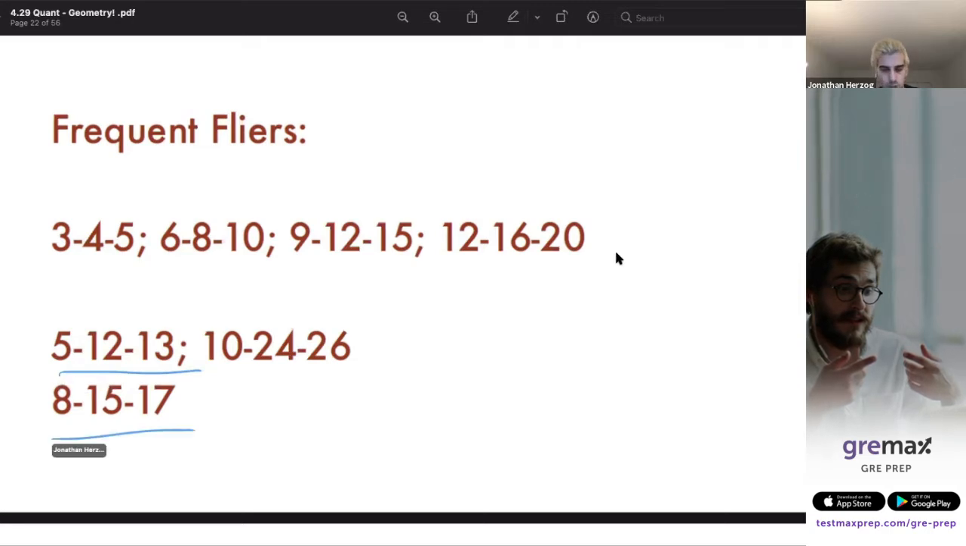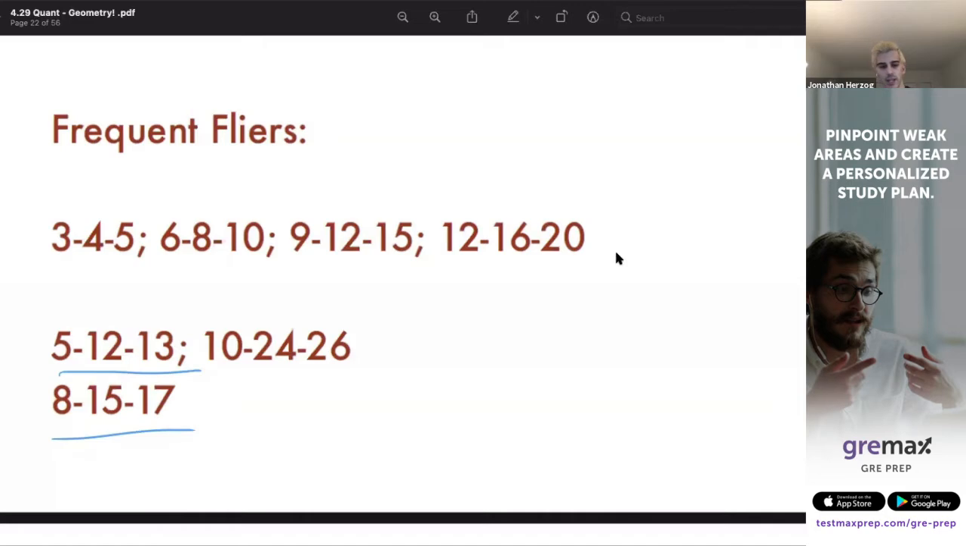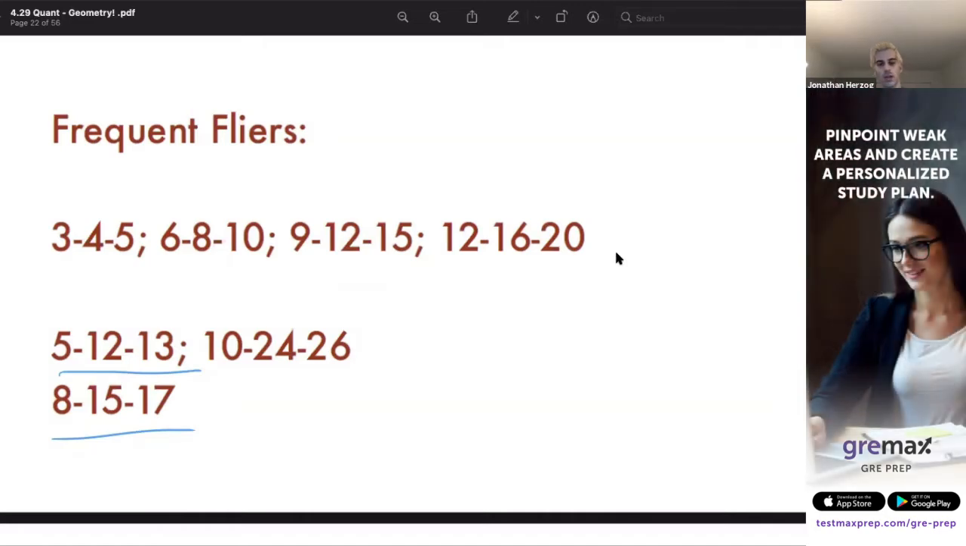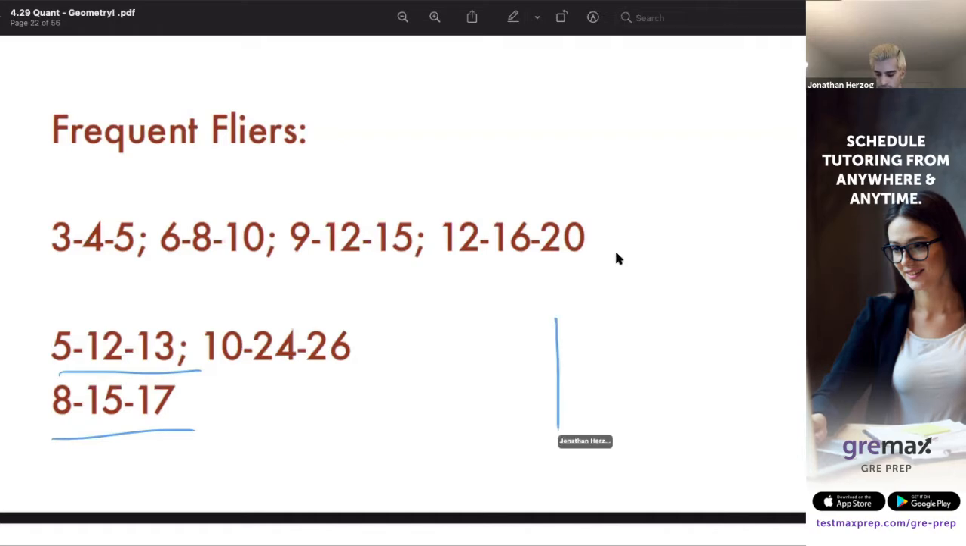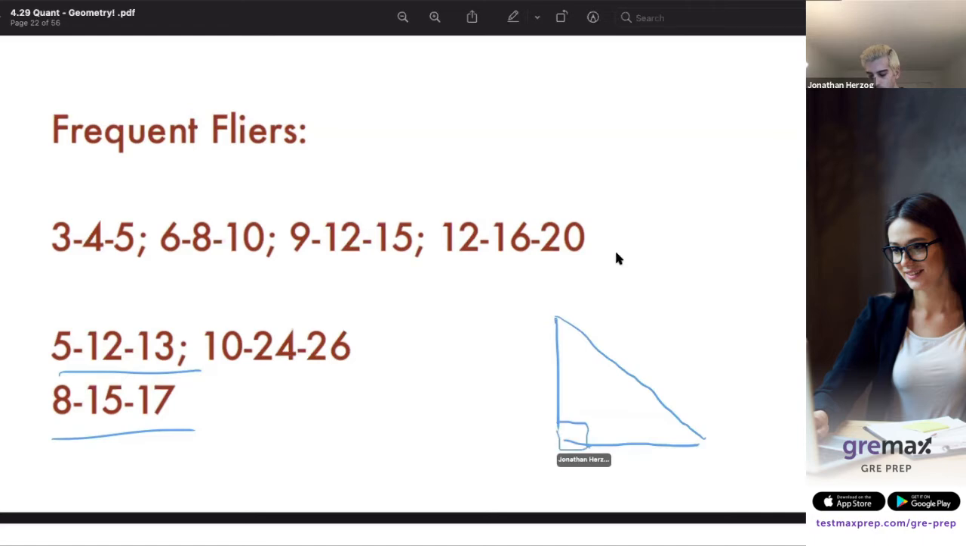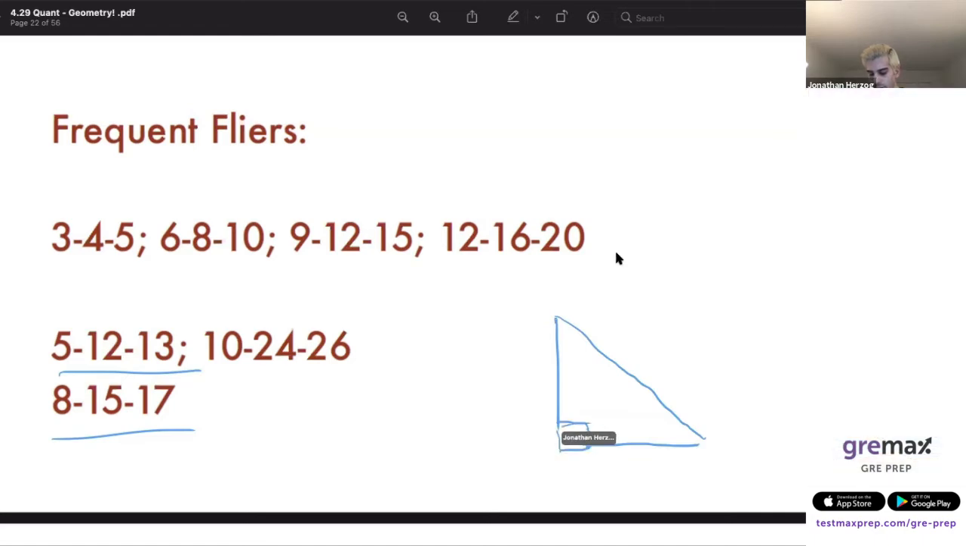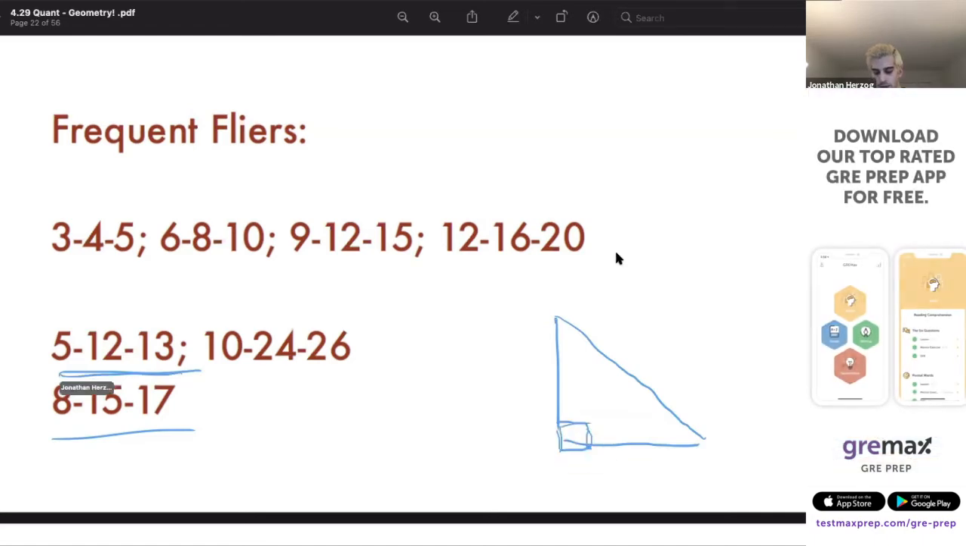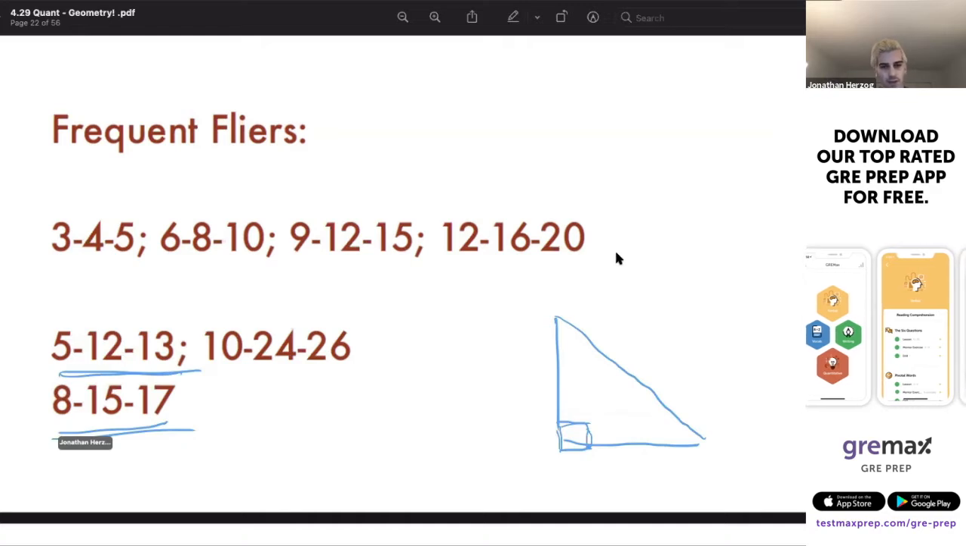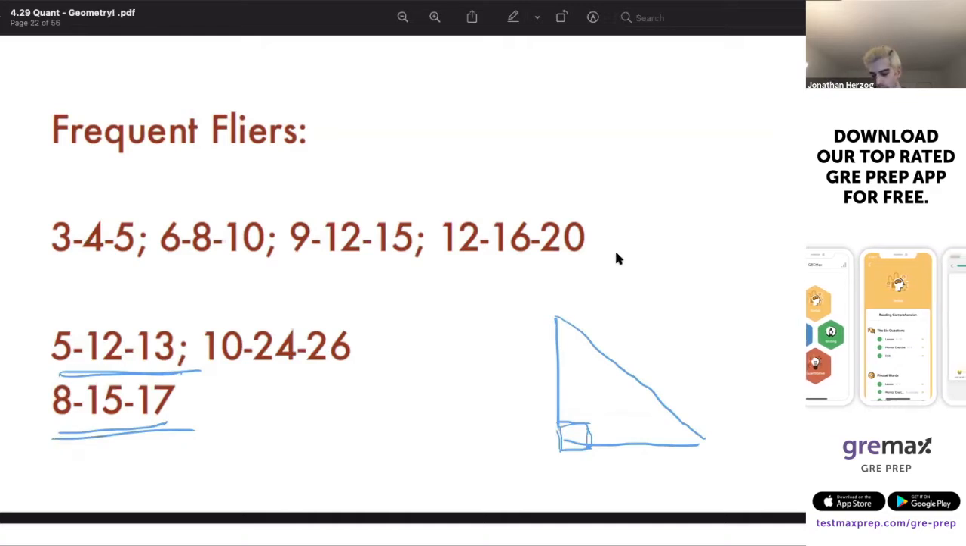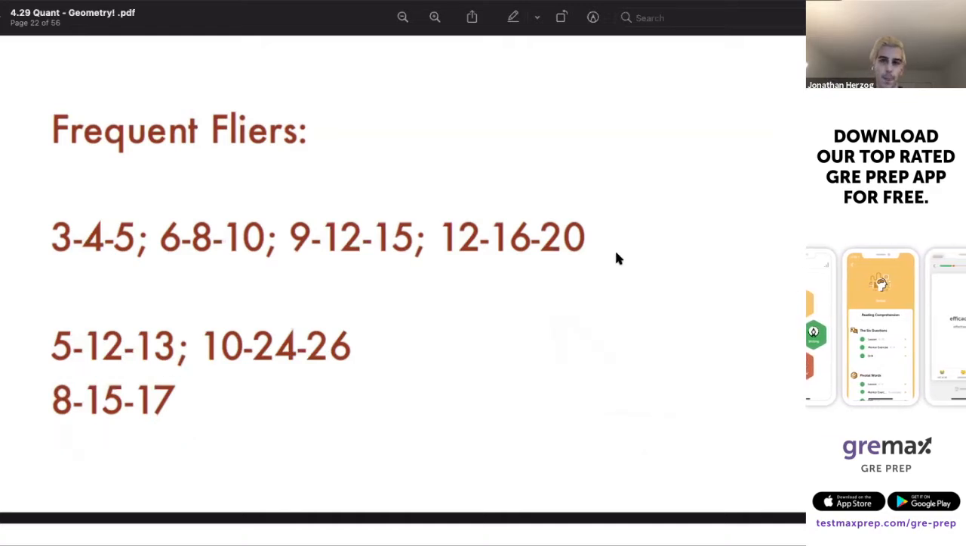You can always rederive and prove this to yourself that indeed a squared plus b squared is equal to c squared, c being that hypotenuse, right, in our right triangle. But these are very frequent flyers and helpful patterns to recall. 3, 4, 5, 5, 12, 13, 8, 15, and 17.